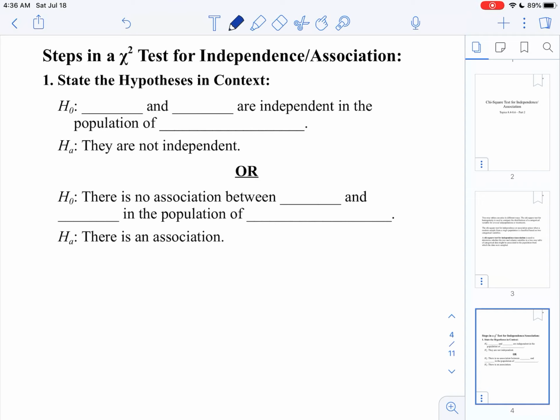Independent variables would not be associated, right? They would be independent of each other. If there was an association, then they would depend on each other. So there's no association between blank and blank in the population of blank. And then the alternative, there is an association. So maybe I'd say for the null that gender and IQ score are independent in the population of all Free State students. And then the alternative, they are not independent. Or I could say there's no association between gender and IQ score in the population of Free State students versus there is an association as the alternative.